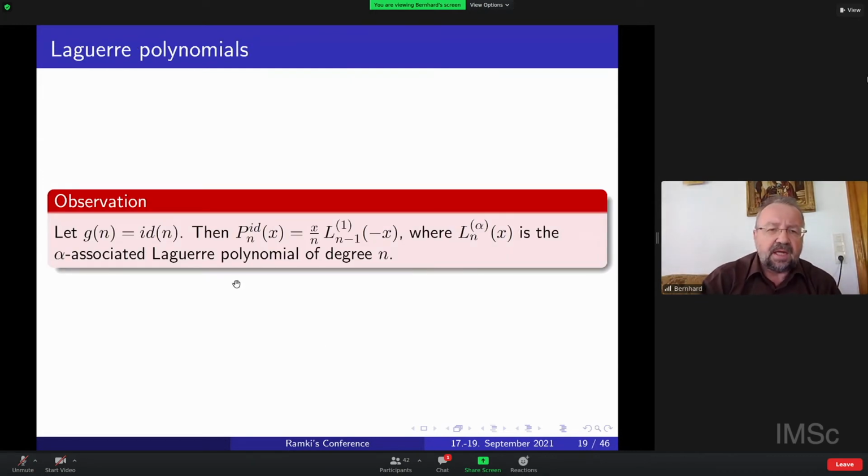And when you put in the identity, it turns out, which I think is quite interesting, that you get the associated Laguerre polynomial of degree n-1, which are orthogonal polynomials. And then, of course, you know the roots are real and interlacing. So from below, you have some nice polynomials.